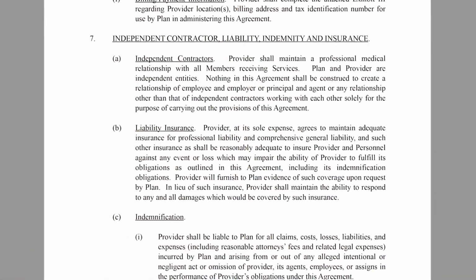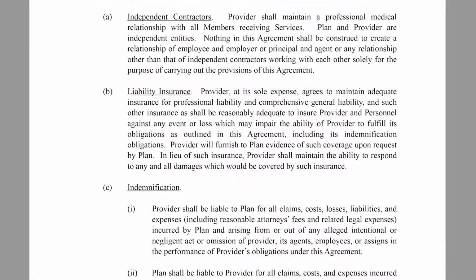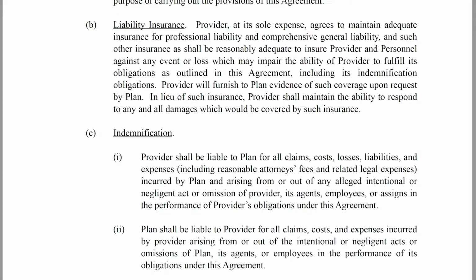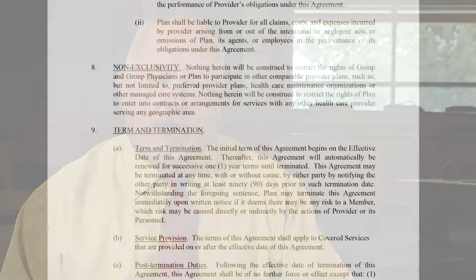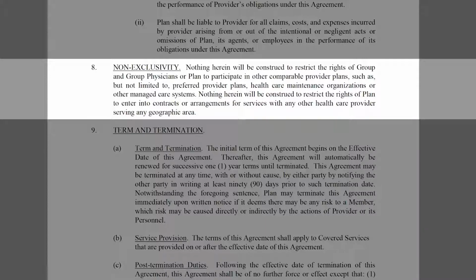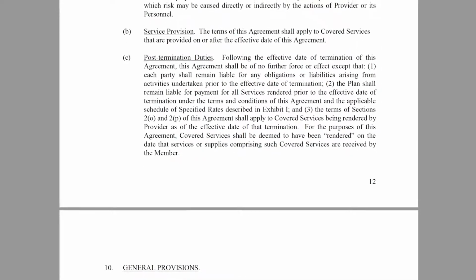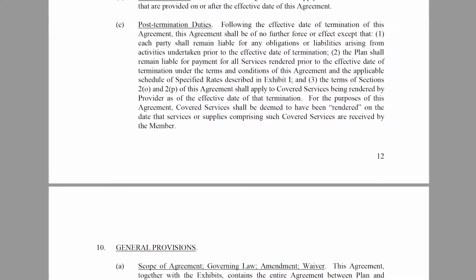There's also a section called independent contractor, and it discusses liability and indemnification. In this contract, it's in Section 7. There'll always be a section that talks about exclusivity or non-exclusivity, whether you're the only provider in the network or if there's lots of other ones, and how that's governed. There's always a section called term and termination or something close to that. In this contract, it's Section 9. This clause governs how you can terminate the contract and how they can terminate the contract.